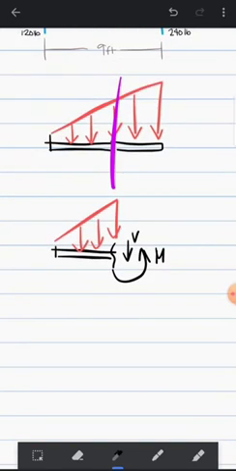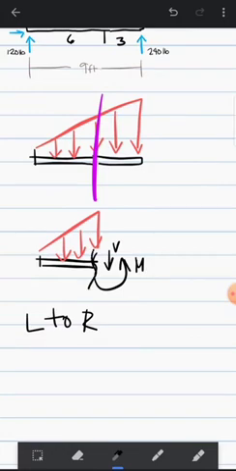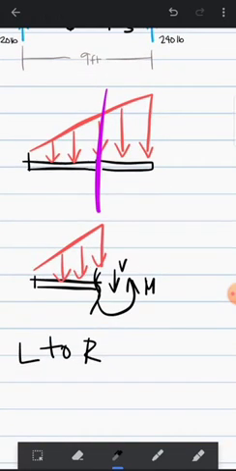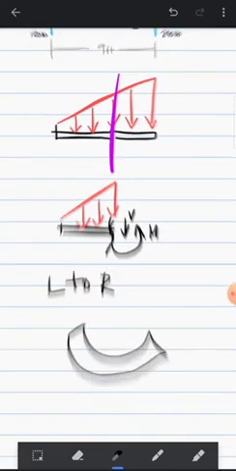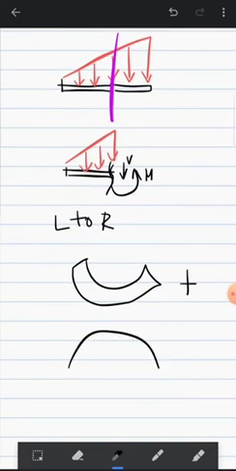So the sign convention is, if we go from the left, left to right, then the downward V is positive. And for the moment, one that would cause the beam to bend concave up, like a smile, is positive, and if concave down, it is negative.